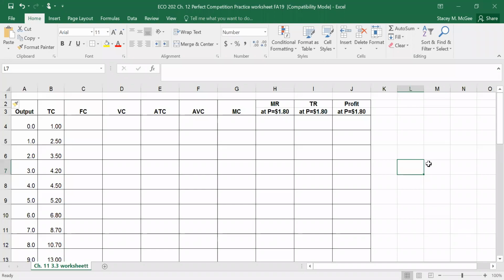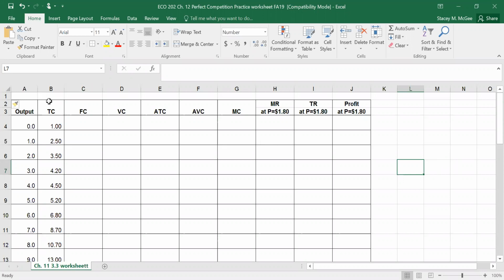Okay, so we start out with this worksheet, which is similar to the ones we saw in the last chapter, but all we've got filled in is total cost. So in class, I like to hand this one out, and I give different people different ones at different prices. It is a whole lot easier when you do it in Excel because you don't have to do as much.